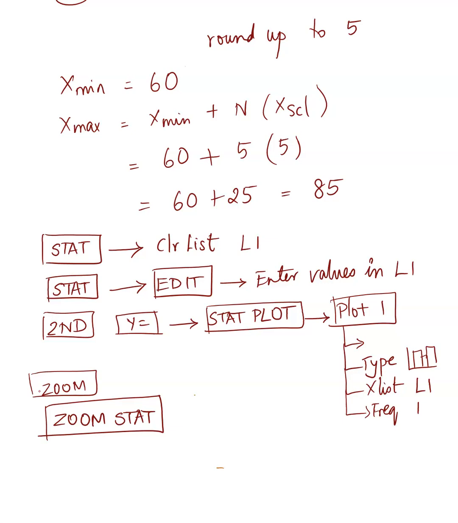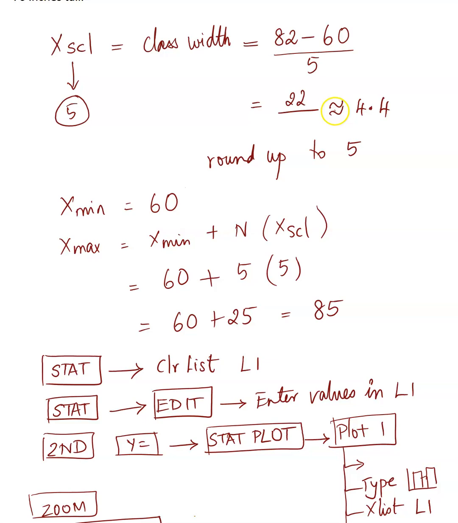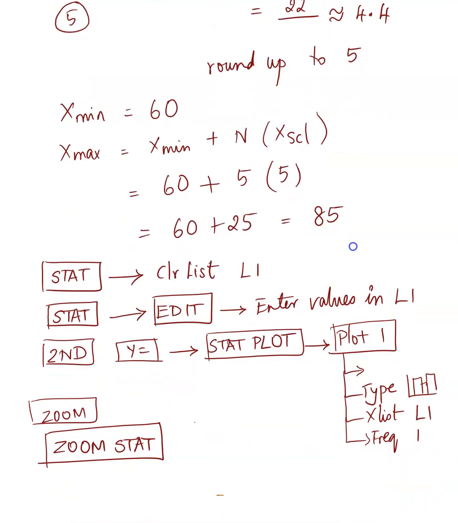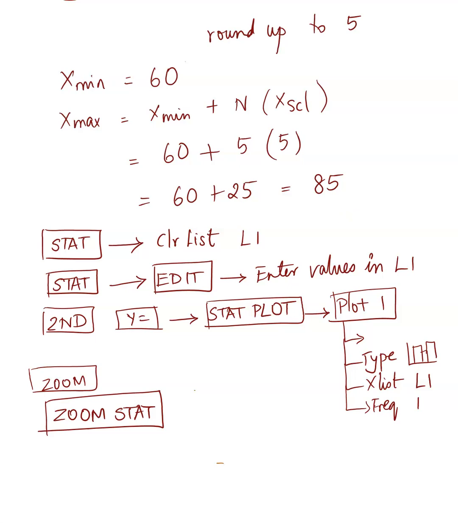So in fact, if you go to the window button, if you press the window button, it shows Xscl as 4.4. Isn't that amazing? Because that's what we got. We got 4.4 as the raw answer, but we rounded it up to 5. And so we increase the class width to 5. And so we want to make sure that those things are replaced here. So go to Xmin in your window now and edit it for the values we have: Xmin 60, Xmax 85, and Xscl to be 5.